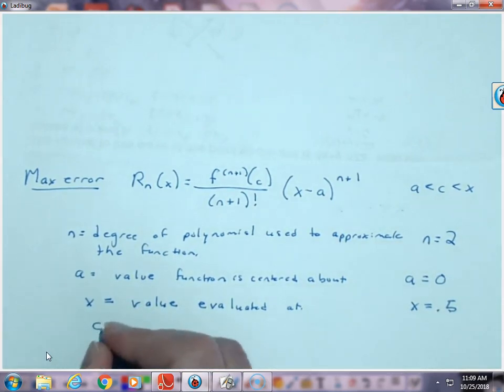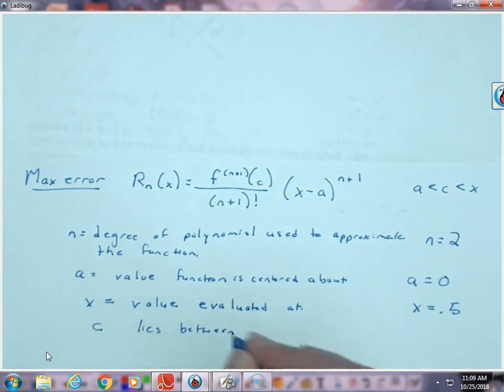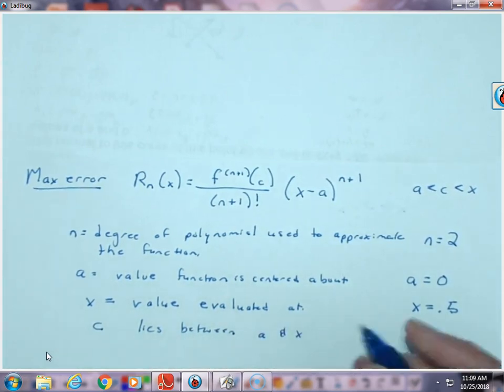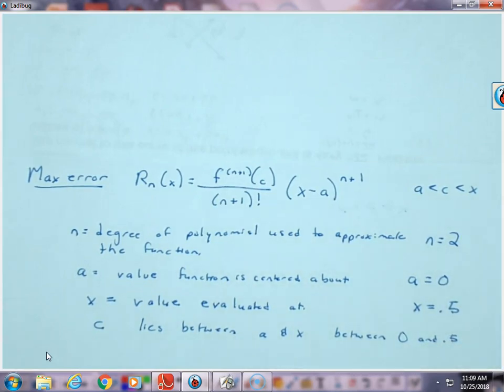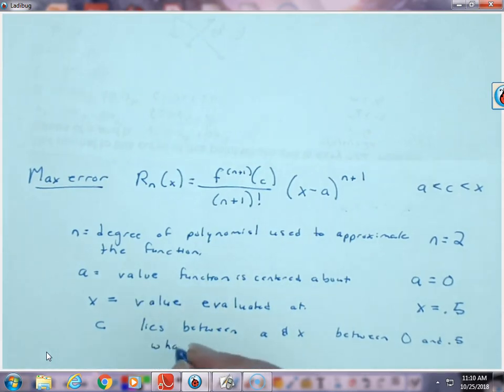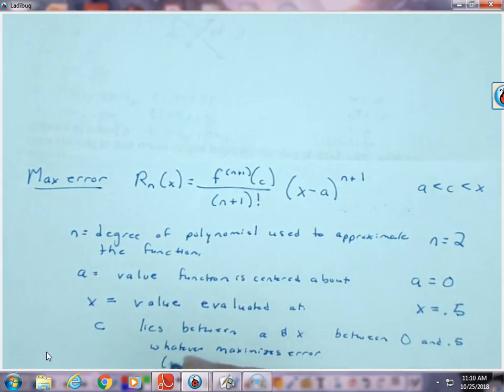Okay, and then C is just going to lie between A and X. So for me, that's going to be between 0 and 0.5. Now it's always going to be one of the endpoints. It's either going to be 0 or 0.5. You're going to choose whichever one would maximize the error. So I'm going to say whatever maximizes the error, and it will be an endpoint.